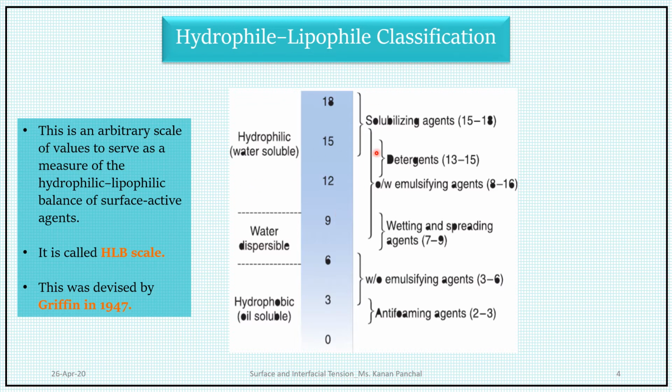So the region with higher HLB values consists of the hydrophilic or water soluble surfactants, whereas the lower HLB values are hydrophobic and consist of oil soluble surfactants. So how will you remember this? H is for high, H is for hydrophilic, L is for low, L is for lipophilic.